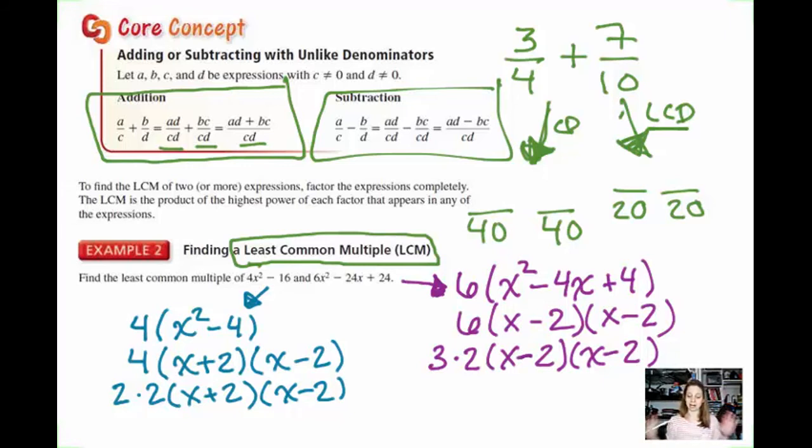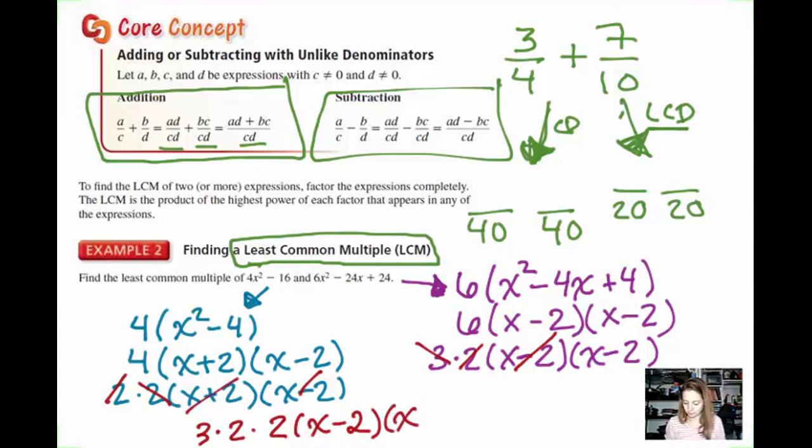Now I'm going to look for any common factors. And I'll see that they both have a 2. So I'm going to take 1, 2. They both have an x minus 2, x minus 2. And there is nothing else common. So I bring down everything else now. So I'm going to bring down this 2, bring down the 3, and I'll bring down x plus 2 and x minus 2.